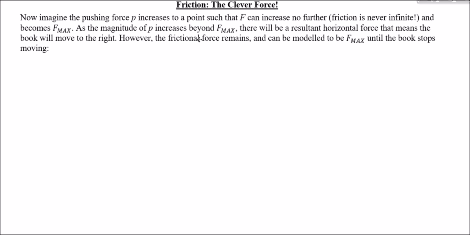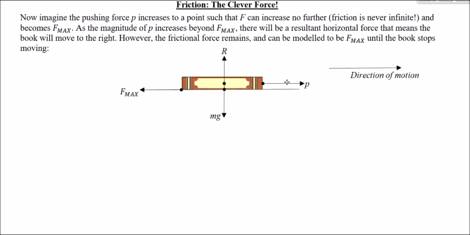However, the friction doesn't disappear and it will still be modelled to be the maximum friction until the book stops moving. And so the friction will max out at a certain value and will stick at that maximum value so long as the object in question is in motion. So I'll have this scenario here. P now is pulling the book along, the friction still exists and is at its maximum value, resisting the motion, but there's still a net force acting horizontally, so there's still a net acceleration in this direction. And once again, mg and R are balanced, so there's no vertical acceleration.